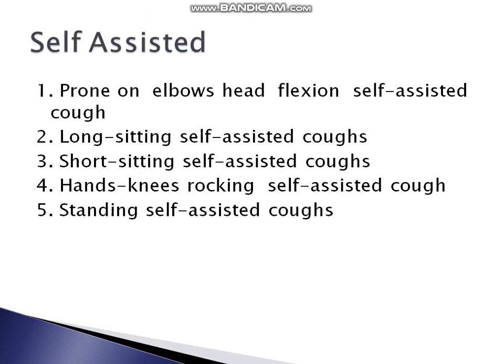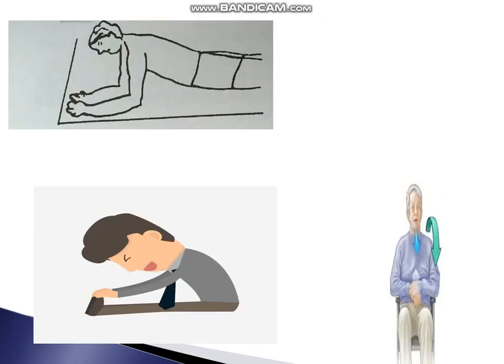So self-assisted coughing techniques would be prone on elbow, head flexion self-assisted cough, long sitting self-assisted cough, short sitting self-assisted cough, hands knee rocking self-assisted cough, standing self-assisted cough. So these are the diagrammatic representations of the self-assisted coughing techniques. So this is it for today's session. We would be continuing the next techniques in further sessions.